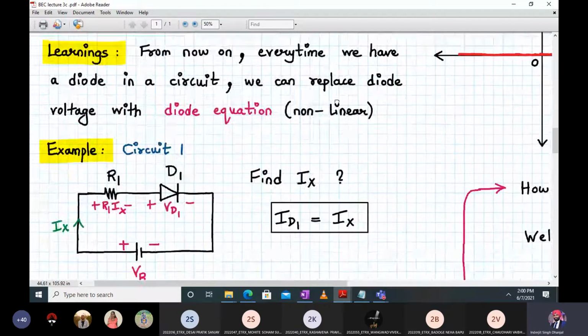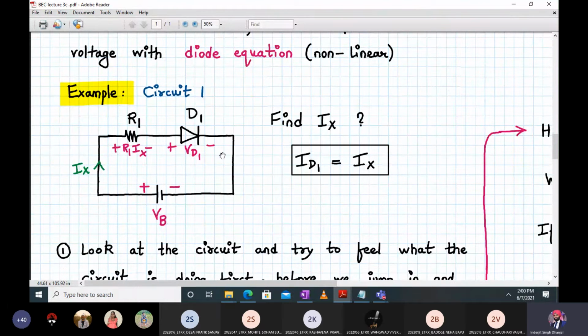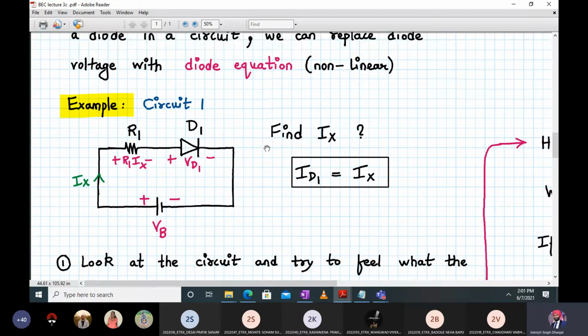So we have circuit number 1. We have a diode in the circuit, and we have an external voltage VB, and the voltage drop across R1 is R1 times Ix, the current flowing in the circuit, and the voltage across diode D1 is VD1. We have to find the value of Ix, or we can say the diode current. Now look at the circuit. Try to feel what the circuit is doing first. Assume that the diode D1 is forward biased with the application of this applied voltage.